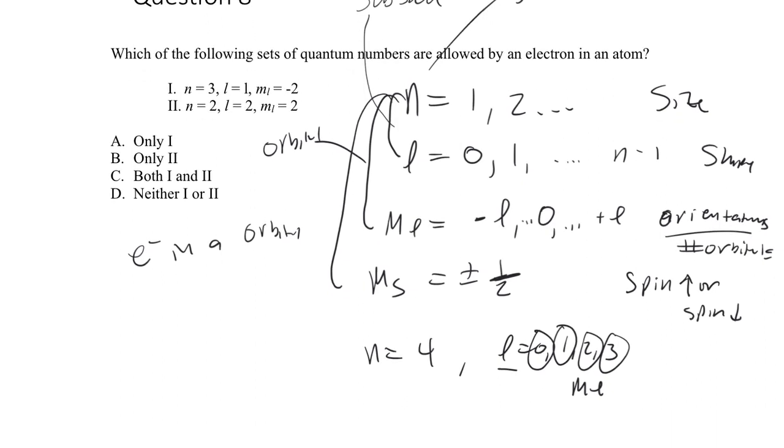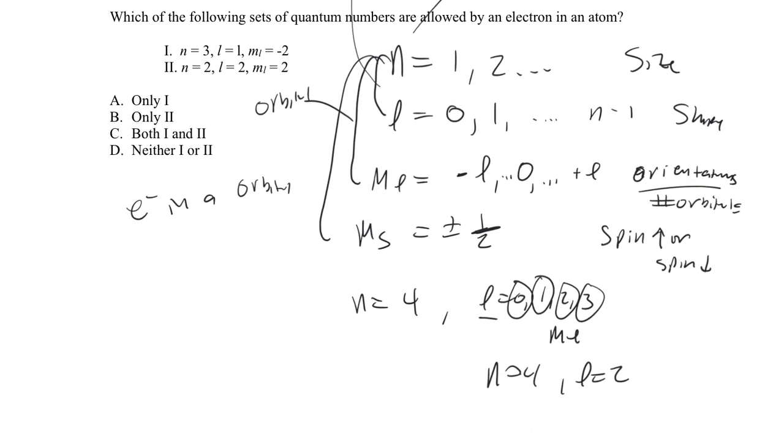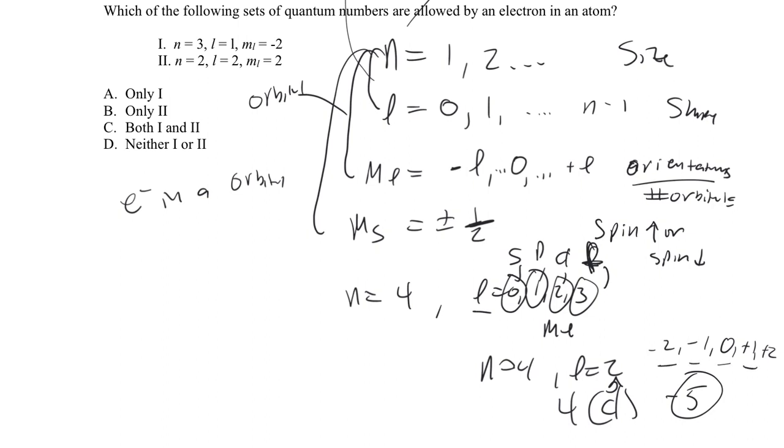So if you take, for example, N equals 4, L equals 2, this tells you that you have the D-shaped orbitals, because that's what L equals 2 means. S is 0, P is 1, D is 2, and F-shaped orbitals are 3. So a 4D subshell is comprised of 5 orbitals. Why 5 orbitals? Because you have 5 M sub L values. That was a quick detour on a few details about quantum numbers.